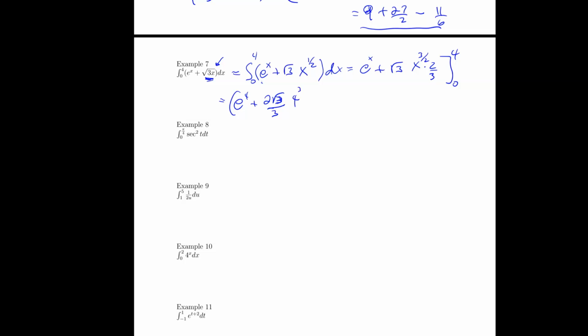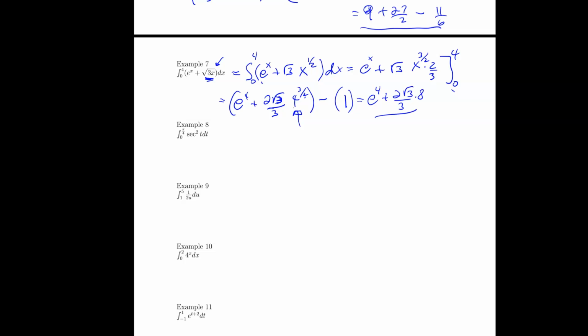Then I would have 4 to the 3/2. Subtract off. Now be careful. e to the 0 is 1, so I do have something from there. This one doesn't turn out to be anything. Okay, so I would want you to know how to do this, right? So I would have e to the 4th plus 2 root 3 over 3. So this is square root of 4, which is 2, cubed, so times 8.